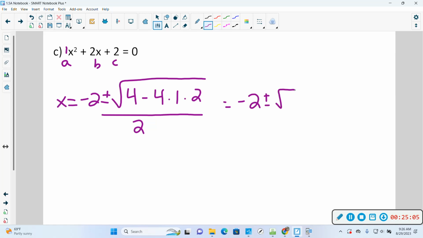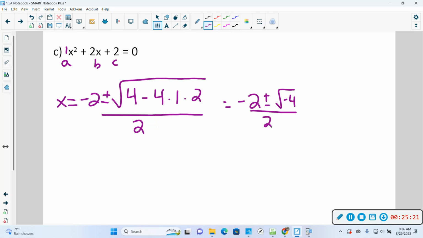What's 4? We don't need a calculator. What's 4 minus 8? Uh-oh. Can you do the square root of negative 4? No. So this does not have a, get ready for it, real solution.